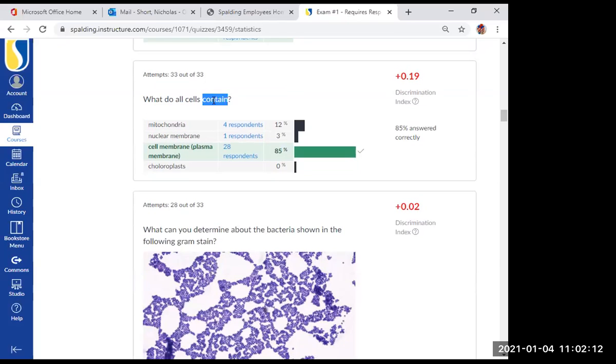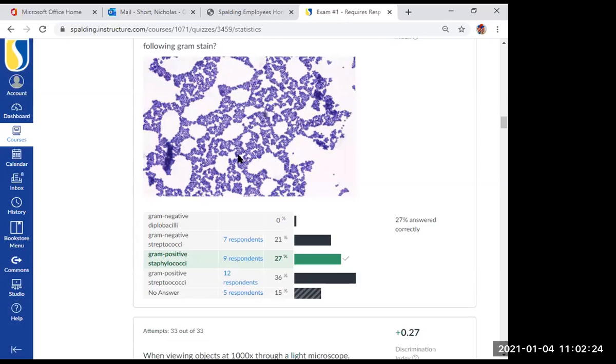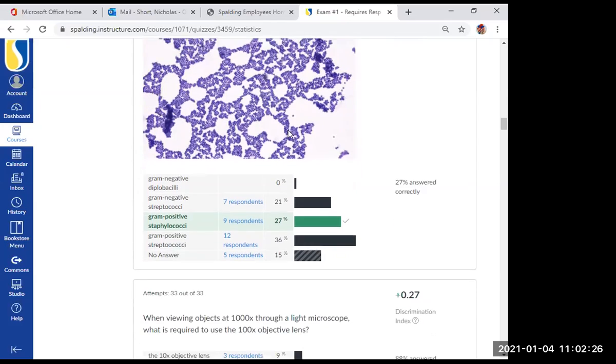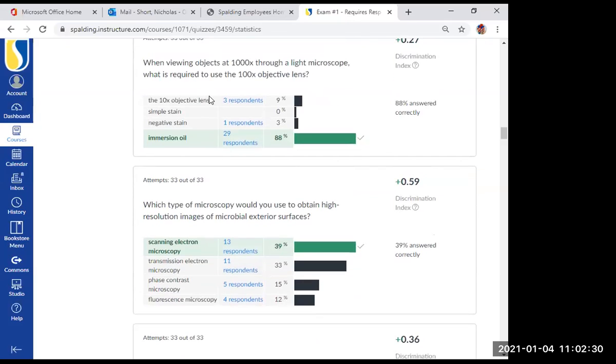Okay, so what do all cells contain? If I said all eukaryotic cells, then mitochondria would be correct, but prokaryotes do not have mitochondria, so that's not correct. This you got credit for because you couldn't see the image. Really glad with the response rate on this one.